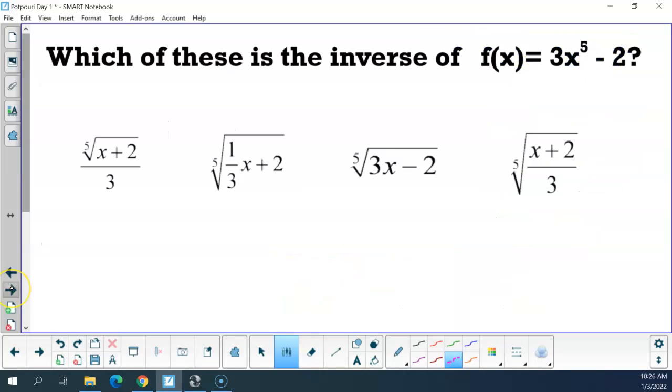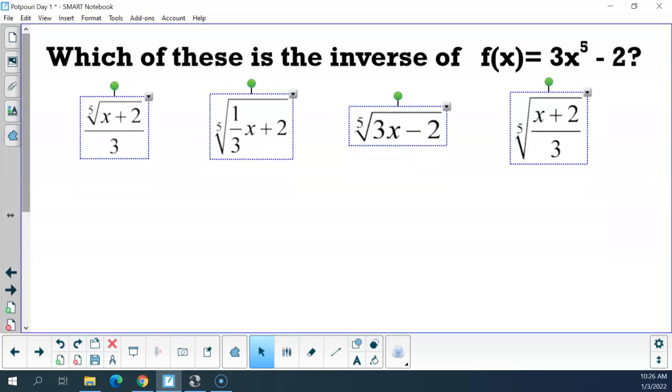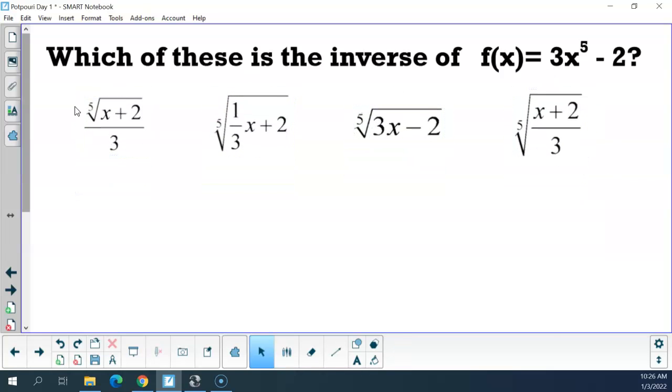All right. Here we go. Which of these is the inverse of that one? Well, let's find the inverse. First off, I'm going to move these up just a little bit to give me a little more workspace. Okay, so I've got f of x equals 3x to the 5th minus 2.